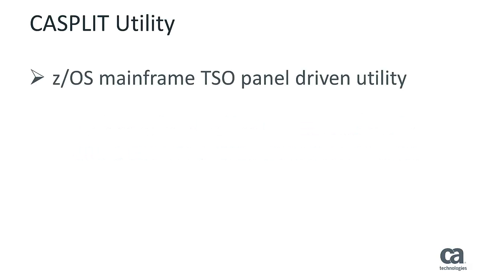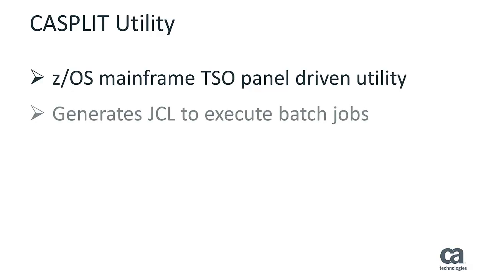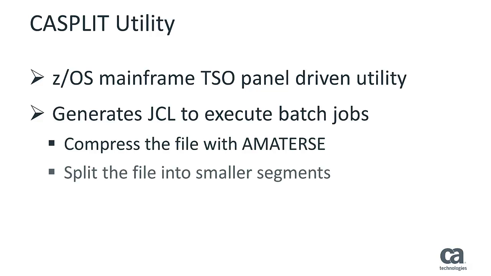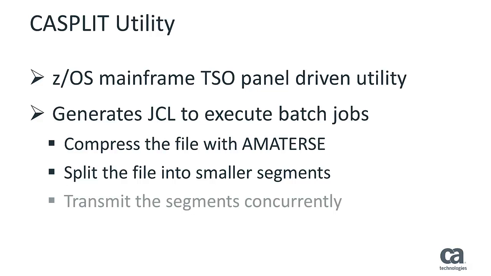CASPLIT is a z/OS mainframe TSO ISPF panel-driven utility. It will generate JCL to compress the file with AMATERSE, split the file into smaller segments, and then transmit the segments concurrently using FTP.